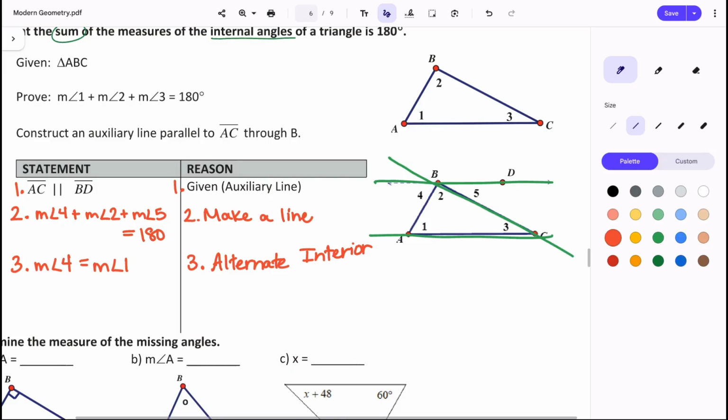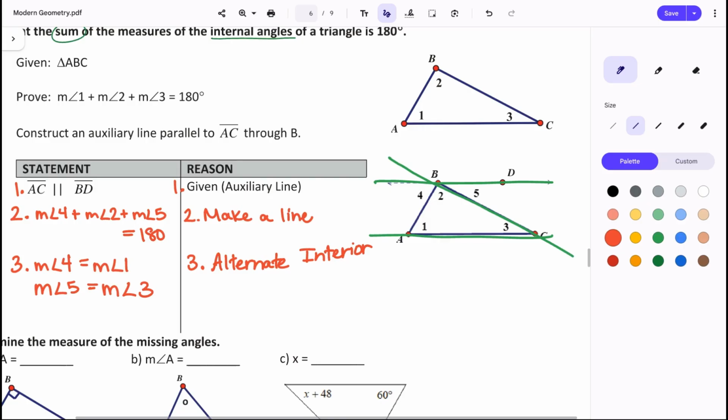Okay, so I'm going to go ahead and write that down here. I'm going to include it on the same step. So measure of angle 5 should be equal to the measure of angle 3 because they're still alternate interior angles. Okay, I've been able to kind of establish a connection between 4 and 1, 5 and 3.